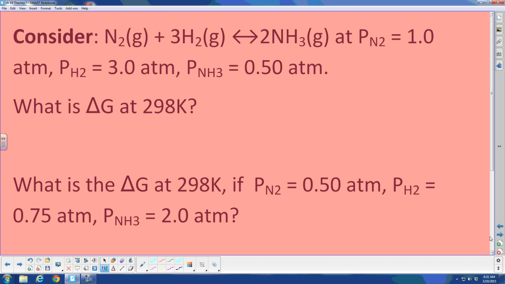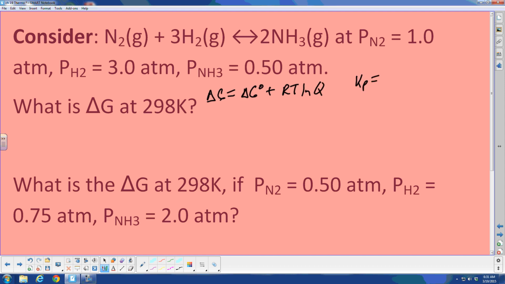All right, so let's do this problem right here. Okay, so what do we want to get? We say that delta G equals delta G prime plus RT natural log of Q. So first, what would my Kp be?